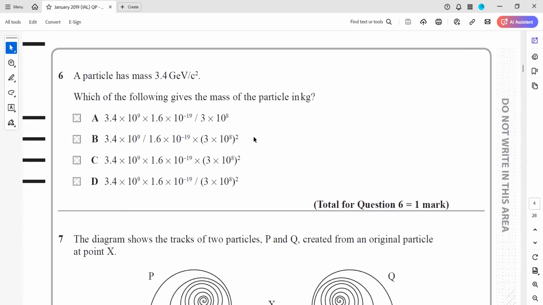Now, the particle has a mass of 3.4 giga electron volt per c square. Which of the following gives the mass of this particle in kg? So what is the mass of this particle in kilogram? Remember one thing, we have the formula E is equal to mc square. So the mass in giga electron volt per c square is the same as energy in giga electron volt. If the mass is given as 3.4 giga electron volt per c square, how much energy will this produce? This will produce 3.4 giga electron volt.